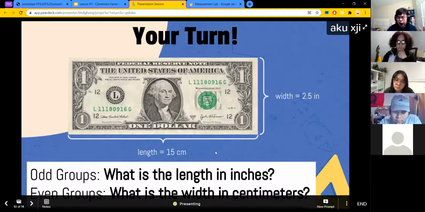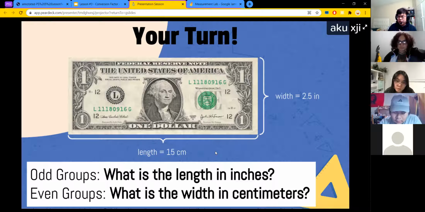So now I want the odd groups, so in here that's only group 1, right? What is the length in inches? And for the even groups, I want you to find the width in centimeters. Do you guys know how to convert? We shall see, right? Okay.